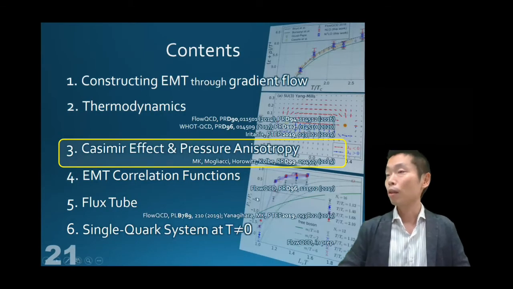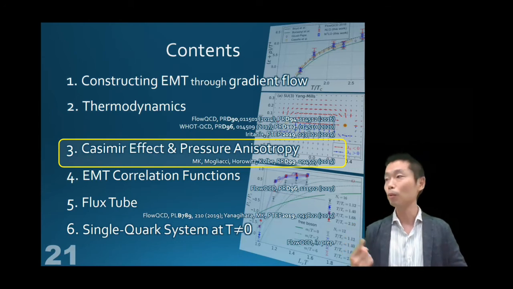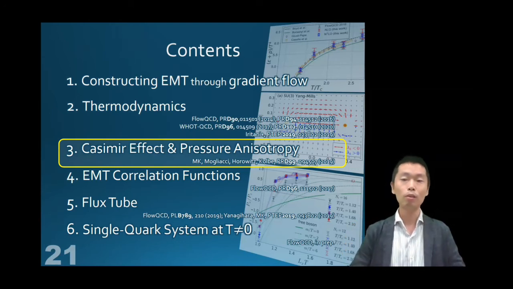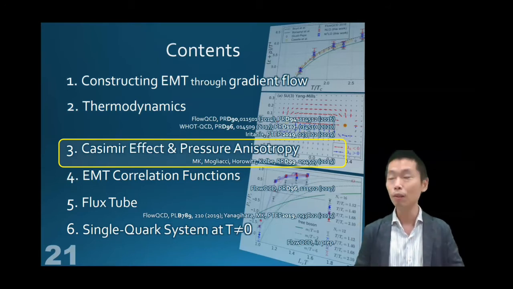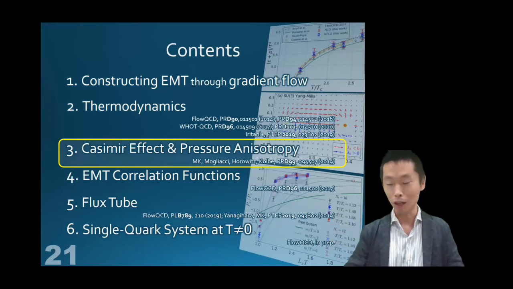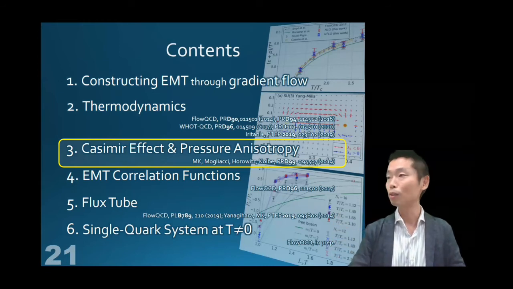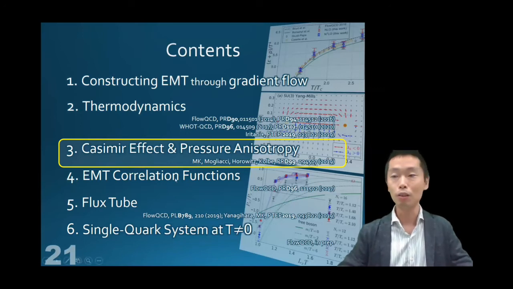Okay, so in this way, we found that the gradient flow method works quite well, and it is effective in reducing the statistical error. Then let's apply this method to various analyses. One first example is the Casimir effect and the pressure anisotropy.